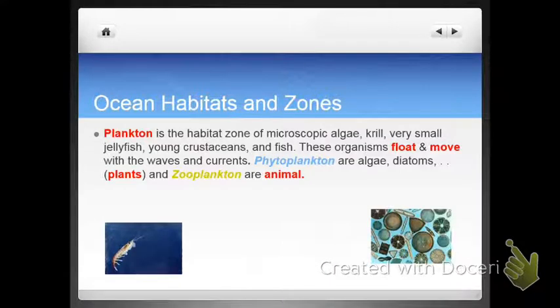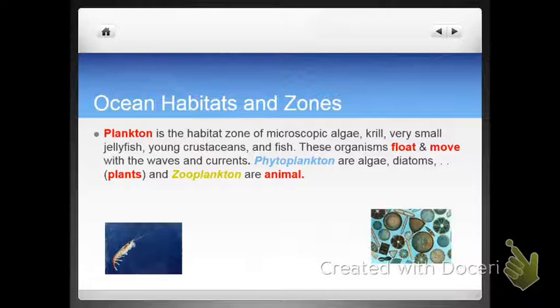So plankton is a habitat zone of your microscopic algae, and then your macroscopic krill, which macro means I can see it with the eye, but it is still very small. So that would include your young jellyfish, your young crustaceans that are juveniles, and small fish, which we commonly call minnows. They're going to float and move with the waves and the currents. They are not going to be able to go against the flow. So as the tides come in, they're going to move.